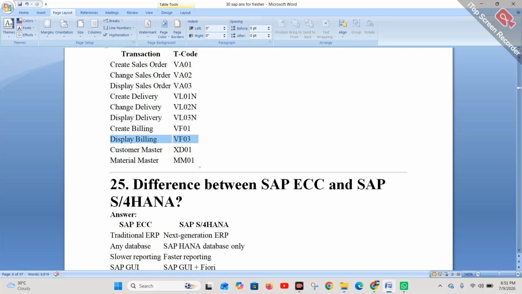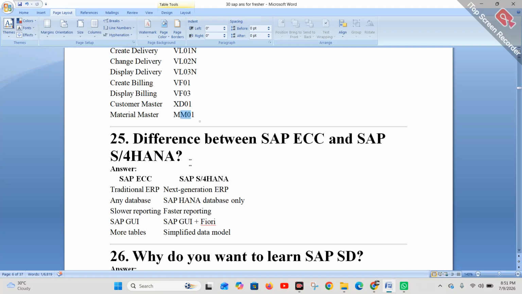For customer master, the T code is BP, and in SAP ECC version it was XT01. For creation of the material master, the T code is MM01. For creation, change MM02 and display MM03.